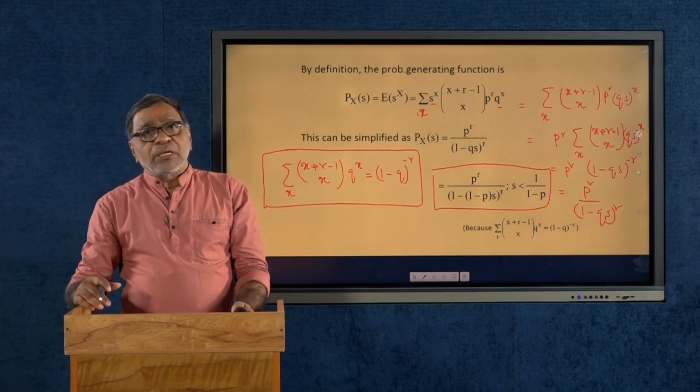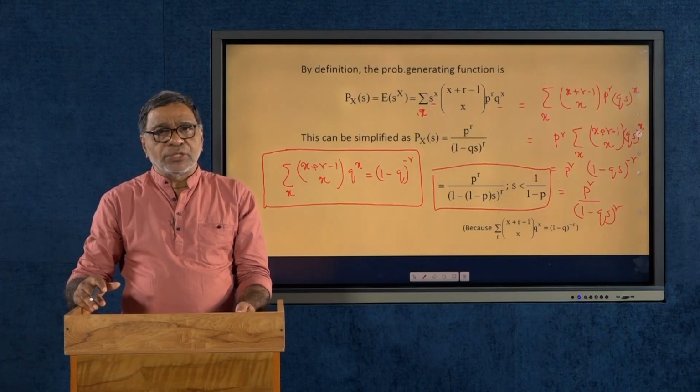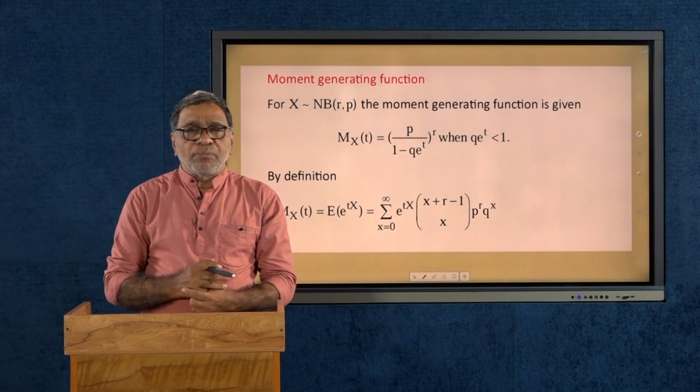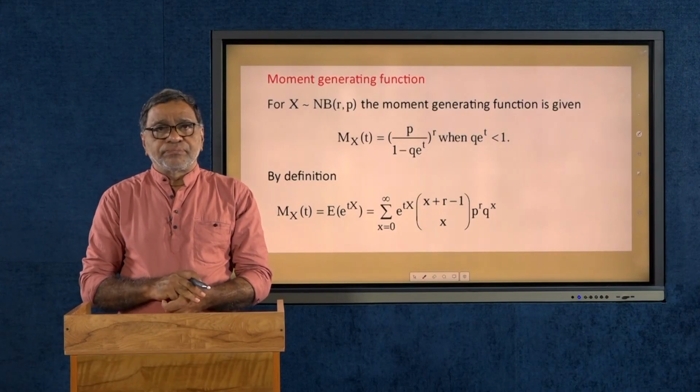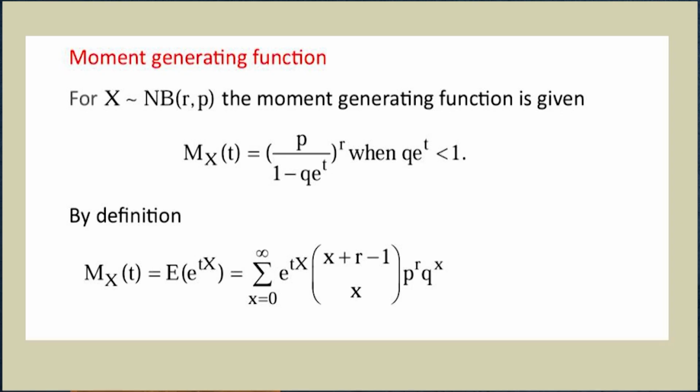Similarly, we can establish the moment generating function also. The similar procedure we adopt in order to derive the moment generating function also. How do you find the moment generating function? So, for the negative binomial random variable, the moment generating function is given by p divided by (1 minus q e power t) all power r, when q e power t is less than 1, for a negative binomial random variable with the parameters r and p.